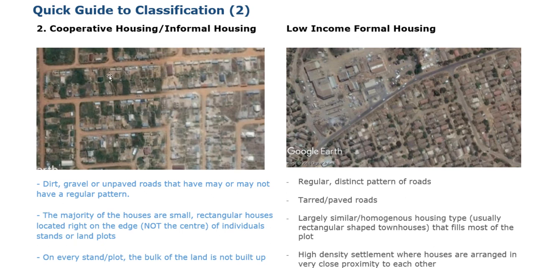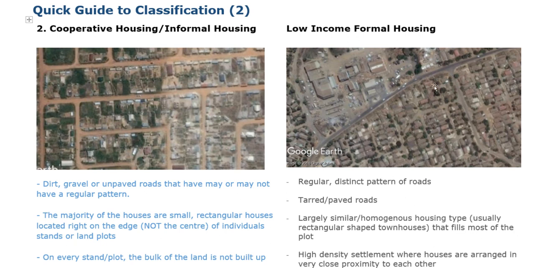They can only in the meantime build these temporary shelters because they have not yet conformed to the requirements of council by putting in place all the required amenities. So that's why these areas are referred to in this project as informal housing. As we've already discussed, on every stand or plot, the bulk of the land is not built up. On this particular stand, for example, this temporary shelter takes just a tiny portion of the entire plot of land.